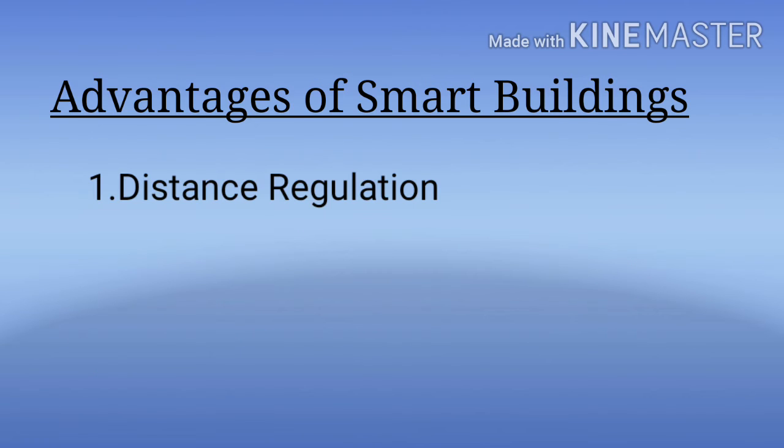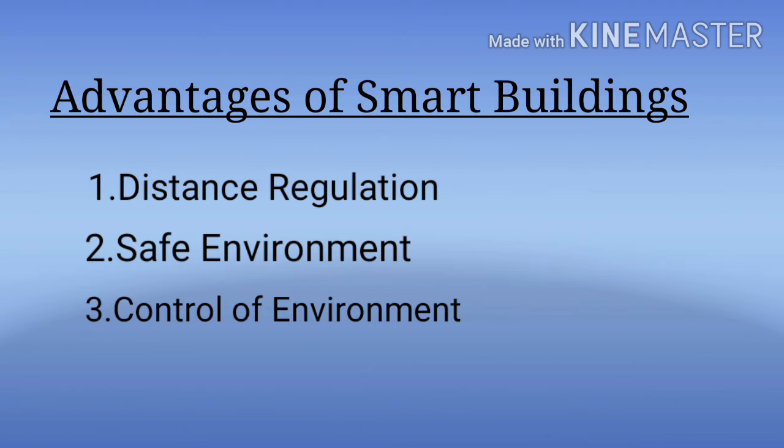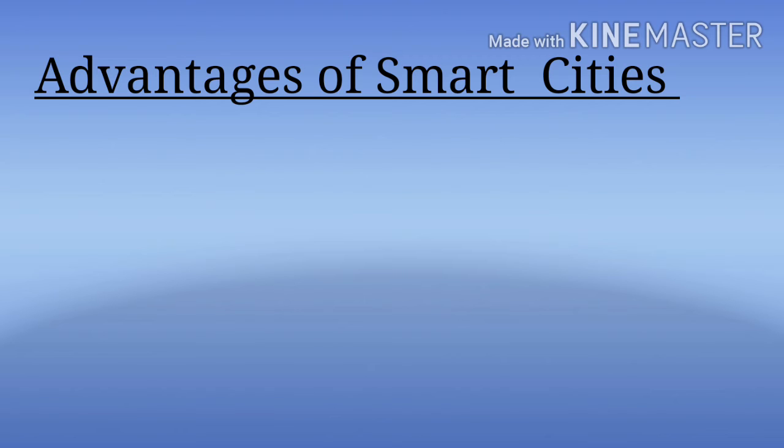And let's see the functions or advantages of smart buildings. The first one is distance regulation, which means regulating the various functions of smart buildings from anywhere across the world. For example, if I want my AC to switch on before I reach my home, I can operate it from my office itself. Next, the safe environment, which means if I forgot to switch off my AC, I can switch it off from my office itself. So that gives us a safe environment. And the next is control of environment. That also includes these examples, like we can control the environment of our buildings from anywhere across the world.